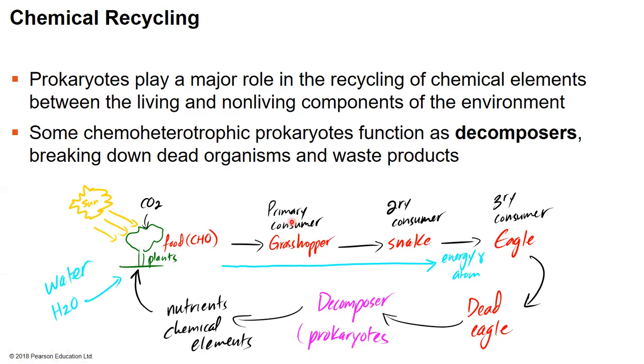Okay. So as you can see here, we have recycling, and an important component of this chemical recycling process is the presence of decomposers in the environment, because they can release the nutrients or the chemical elements in dead animals or non-living material to be available for other living organisms like plants to benefit from these released nutrients or chemical elements.